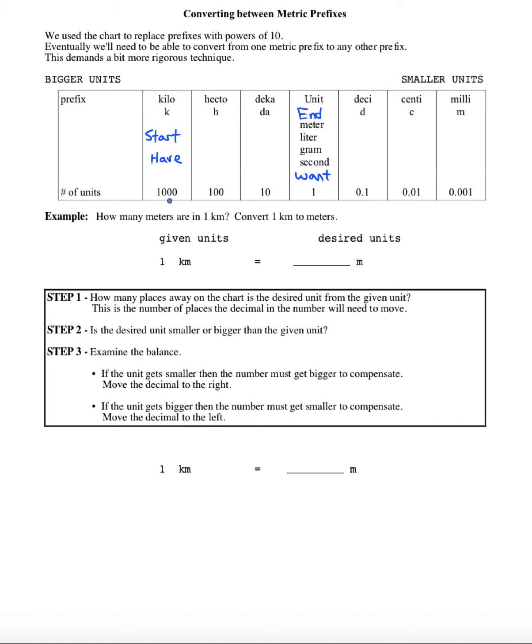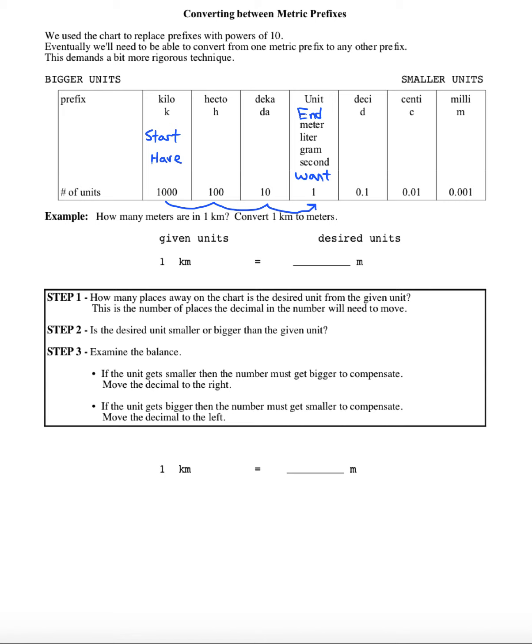So how many places apart are they? 1, 2, 3 places apart. All right, so we're going to want to move the decimal 3 places.